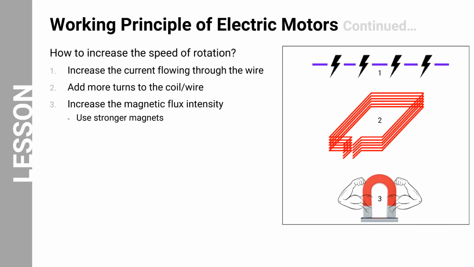To increase the speed of rotation in an electric motor, several approaches can be taken. One method is to increase the current flowing through the wire, as a higher current will result in stronger magnetic fields and, consequently, greater forces acting on the wire. Another approach is to add more turns to the coil or wire, which will enhance the magnetic field strength and increase the torque experienced by the rotor. Increasing the magnetic flux intensity by using stronger magnets in the stator will also contribute to faster rotation speeds.